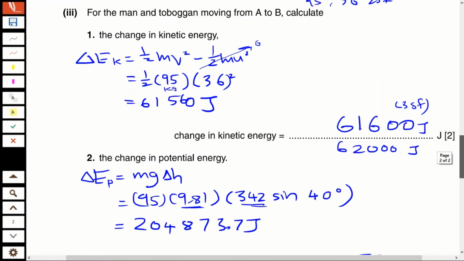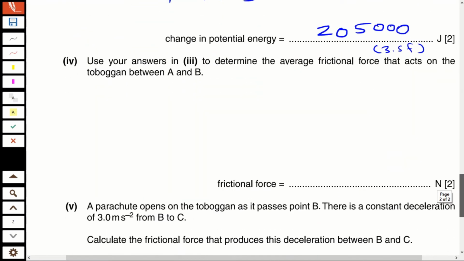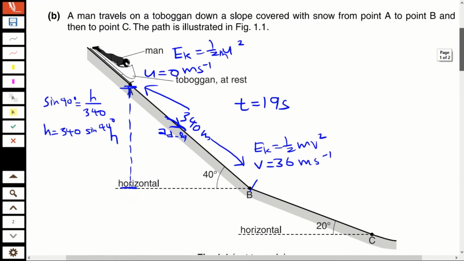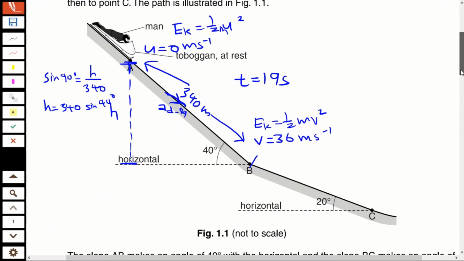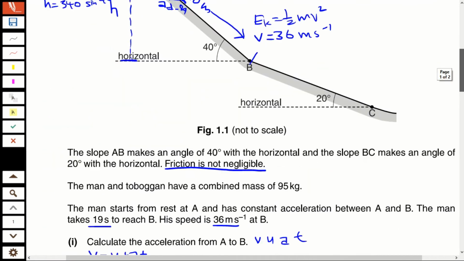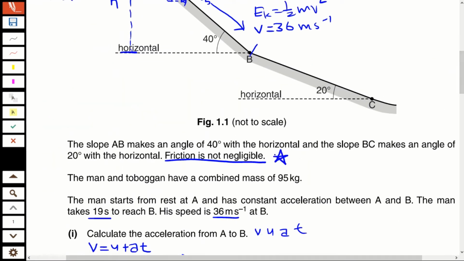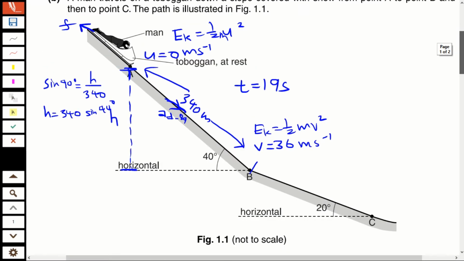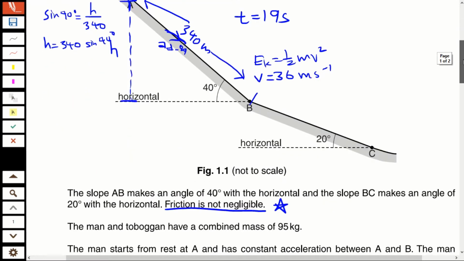Use your answers in part 3, so these two, to determine the average frictional force that acts on the toboggan. Wow, average frictional force. Got frictional force? Let's look back. So between A and B, they didn't say friction is negligible. They say friction is not negligible. Yes, here. Friction is not negligible means as this person slides, there's going to be a frictional force, I'll say small f, that opposes the motion of this person. That friction force is going to cause a loss in energy.